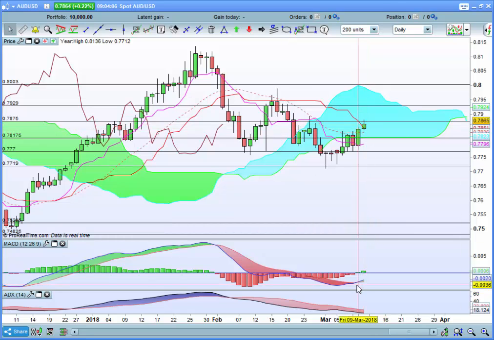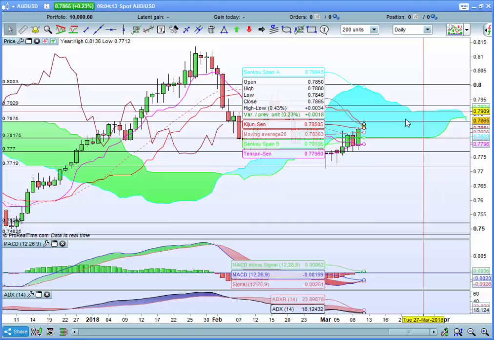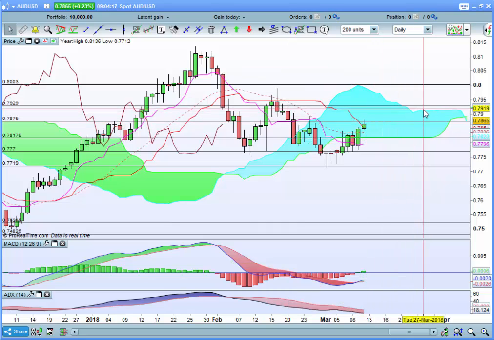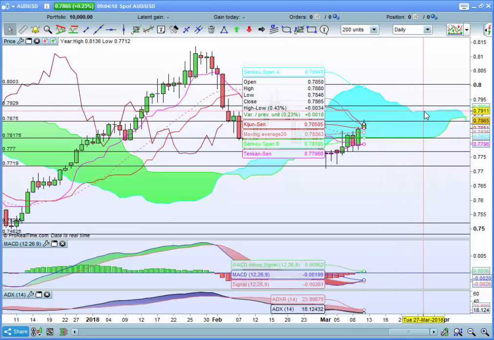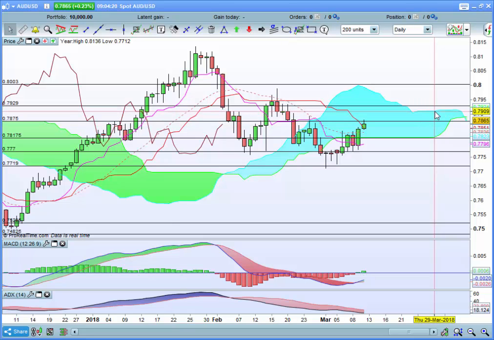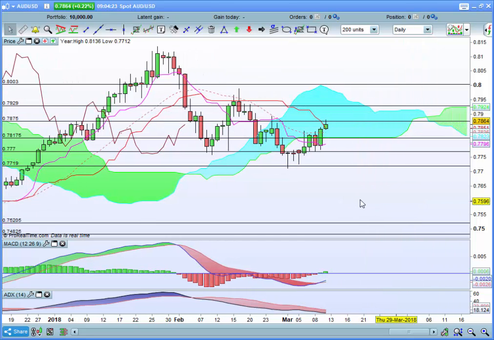We've had a MACD buy signal here, so it's going to be interesting to see if the Australian US dollar will be able to maintain momentum up towards the top end of the cloud chart resistance zone. You can see there. So watch these levels, 79.11, next key resistance zone, and see if it's going to be able to maintain momentum on this daily chart.